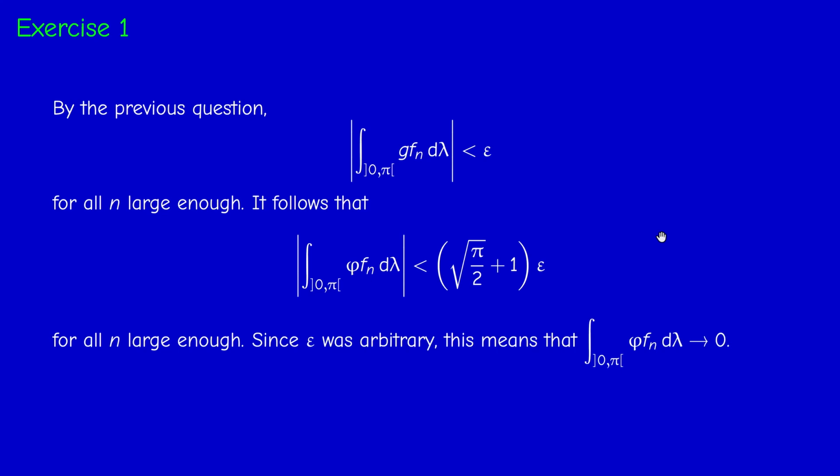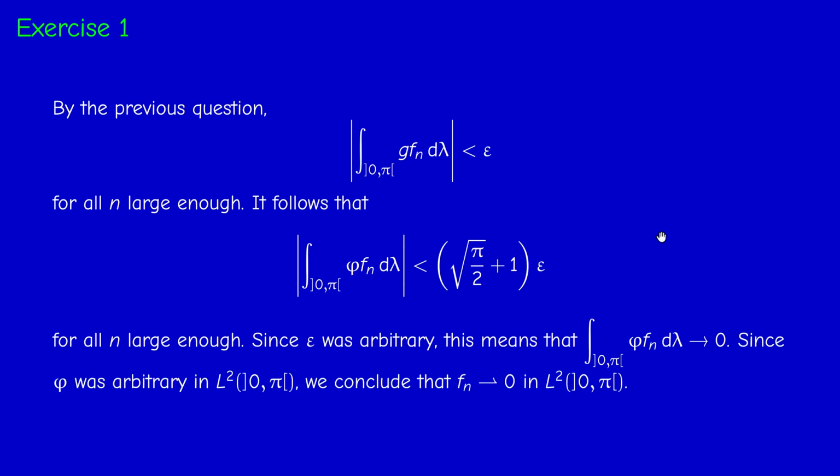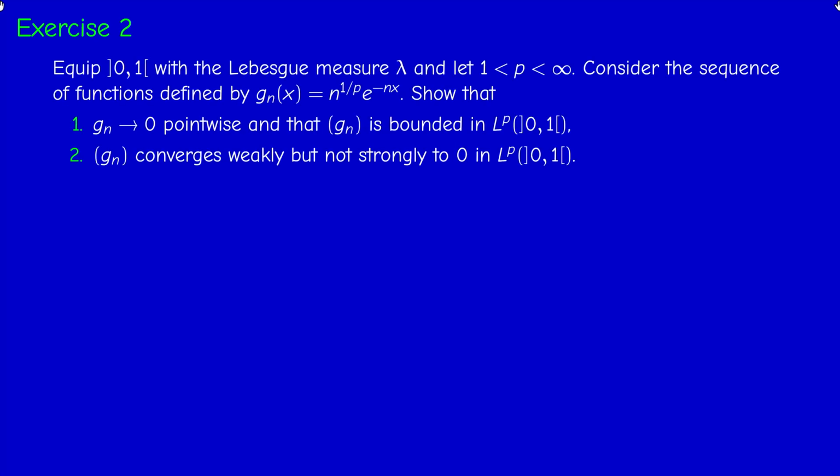So you should be able to master these techniques. Yeah. So Fn converges weakly to 0 in L2. This is a fundamental example of a weakly convergent sequence which is not strongly convergent. Exercise 2. Another example of a sequence converging weakly but not strongly.